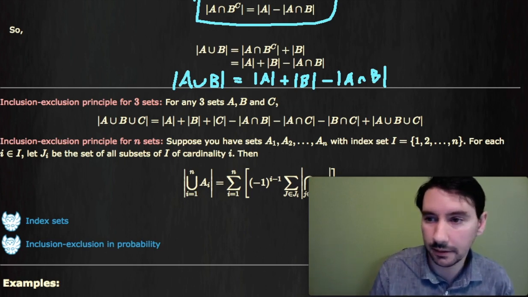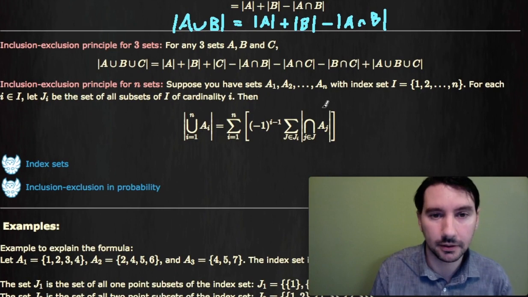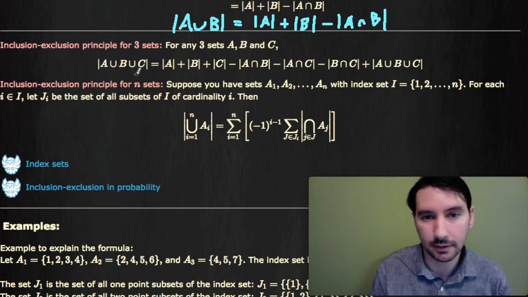We could also extend this to more sets. So if we have three sets, then the number of elements in A union B union C is the number in A plus the number in B plus the number in C minus all the pairs. So minus the number in A and B, minus the number in A and C, minus the number in B and C, then plus the number of elements that are in all three, A intersect B intersect C.